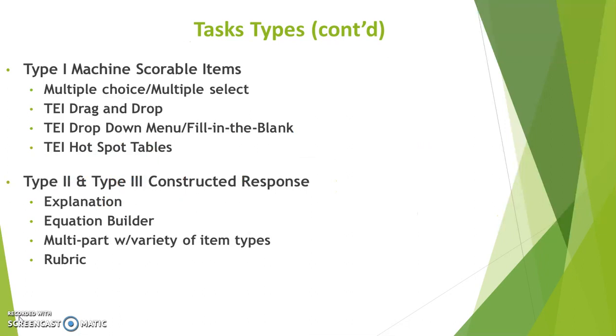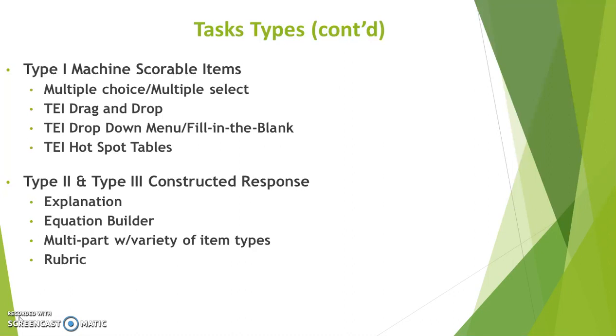Task types. As on the previous chart, you saw that there were 3 different types of tasks: Type 1, Type 2, and Type 3. Type 1 tasks are machine scorable tasks. They may include multiple choice, multi-select, and then also technology enhanced items that may include drag and drop, drop down menus, fill in the blank, hotspot tables.